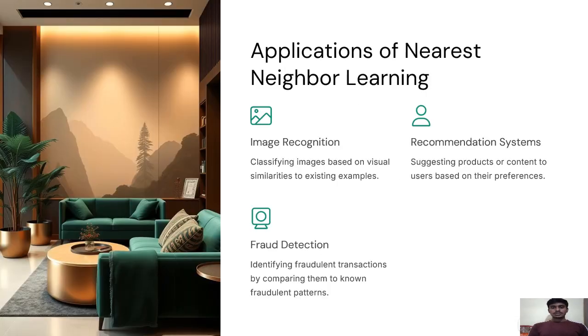Next are the applications of nearest neighbor learning. First is image recognition, second is recommendation systems, and third is fraud detection. Image recognition classifies images based on visual similarities to existing examples. Recommendation systems suggest products or content to users based on their preferences. Fraud detection identifies fraudulent transactions by comparing them to known fraudulent patterns.